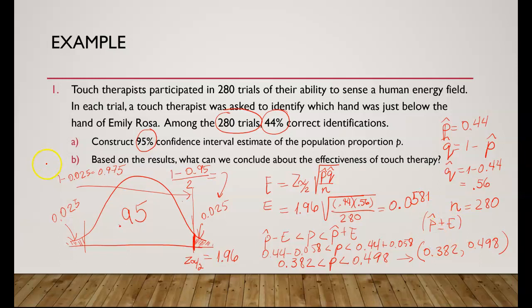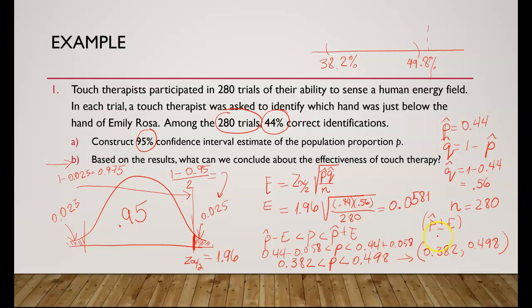Now, let's answer the question. Based on these results, what can we conclude about the effectiveness of touch therapy? The interval is from 38.2% to 49.8%. It is lower than 50%, so we can conclude that the touch therapy is not effective.